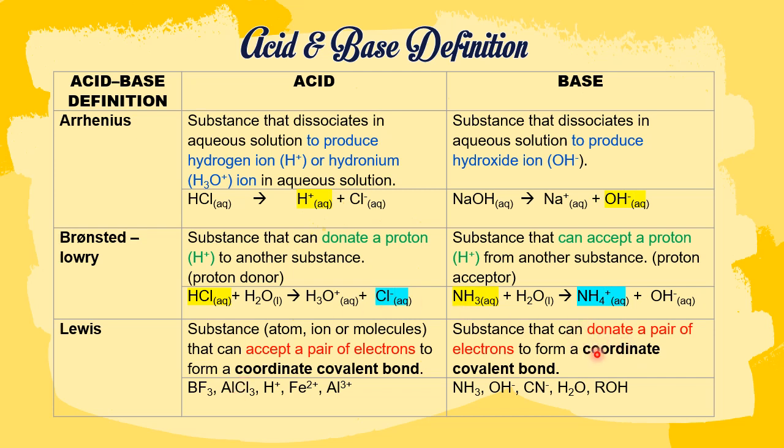What is Lewis base? It's a substance that can donate a pair of electrons to form a coordinate covalent bond. Meaning that Lewis base normally has a lone pair. For example, ammonia, there is a lone pair over here. Water, there are two lone pairs on the oxygen atom.